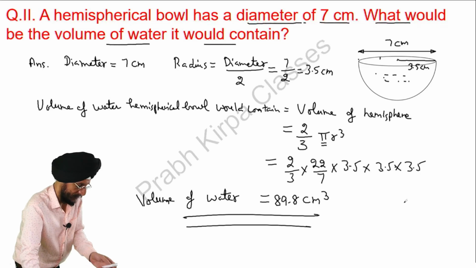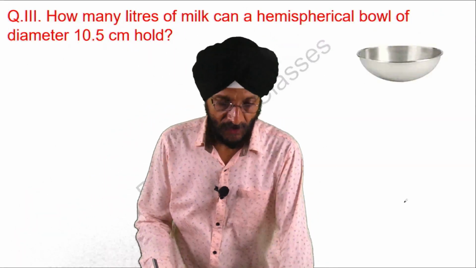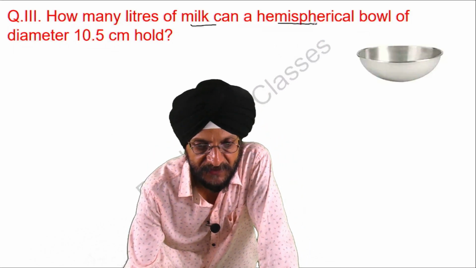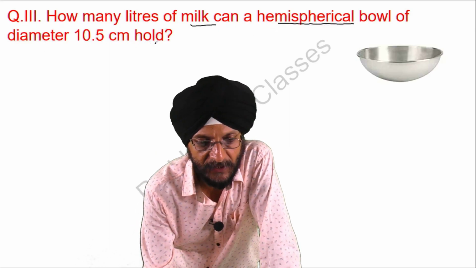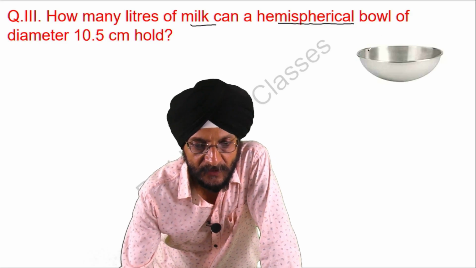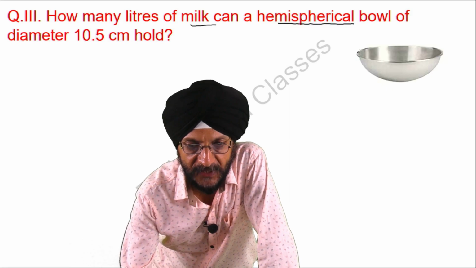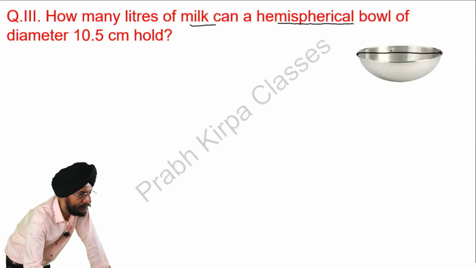89.8 cubic centimeter. Now the question before us is, how many liters of milk can a hemispherical bowl of diameter 10.5 centimeter hold? This is the hemispherical bowl. What has been given? We have been given the diameter from this point to this point. It is 10.5 centimeter.